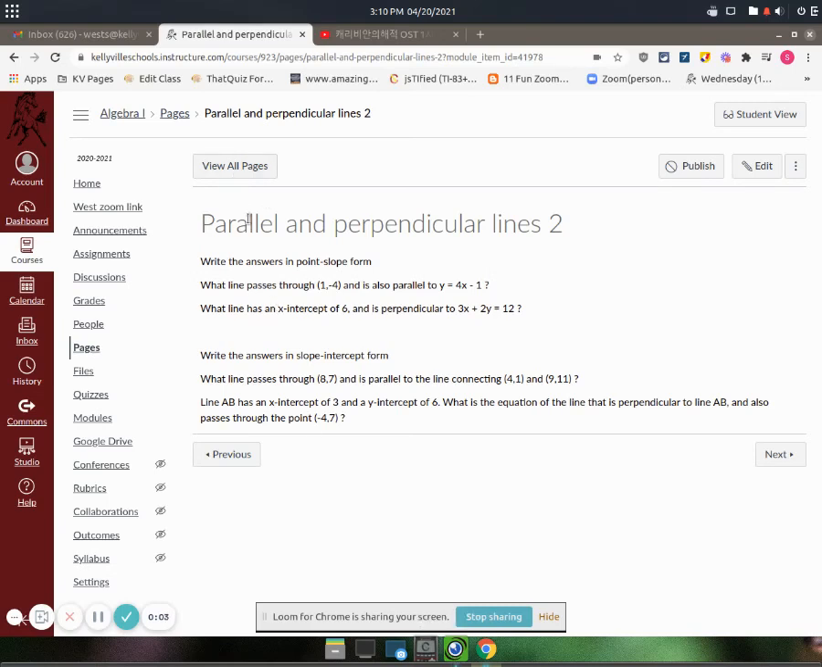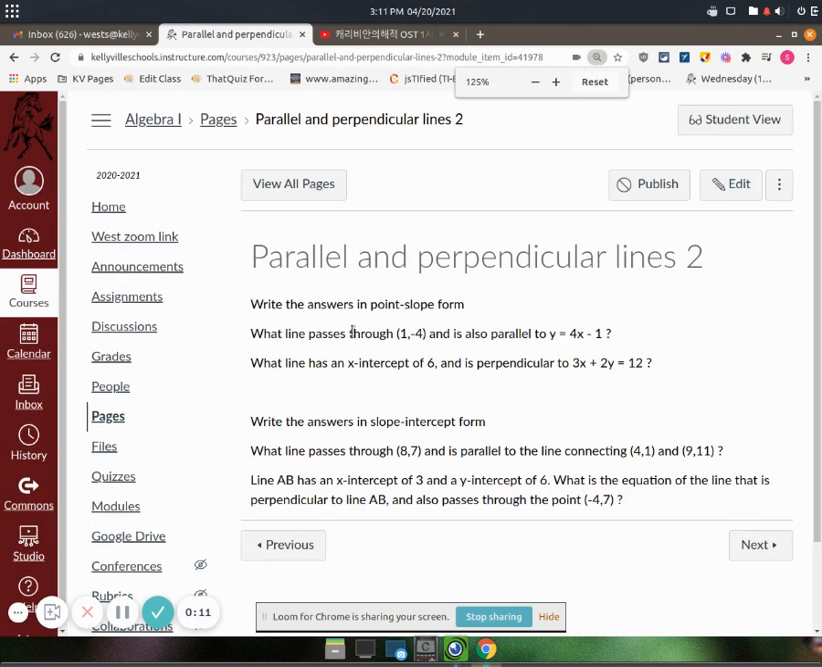All right, so second lesson on parallel and perpendicular lines here. We're going to write our answers in point slope to these two questions right here. First one is, what line passes through 1 comma negative 4 and is also going to be parallel to this guy right here? All right, and it's in slope-intercept form, so we already know the slope.